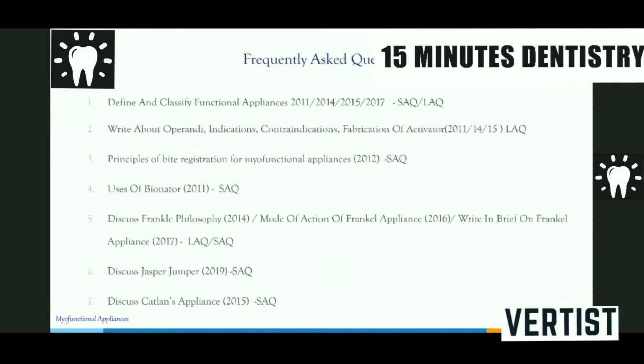These are the frequently asked questions on the myofunctional appliances. It mostly asks about the activator, it will ask you about the bite registration, it will ask you about bionator, Frankel philosophy, and discuss the Jasper Jumper and the Katz appliance.